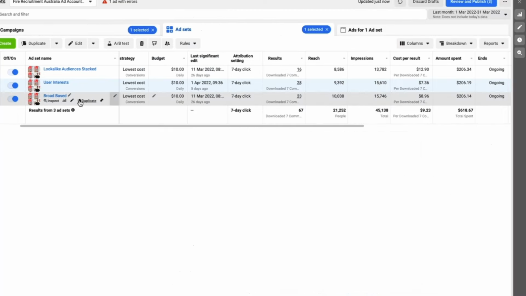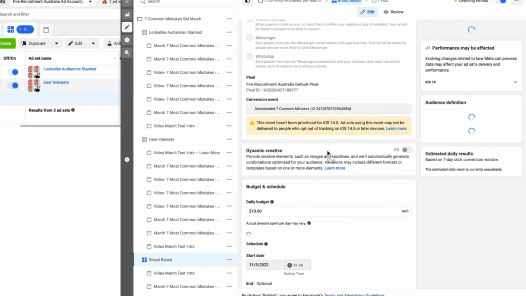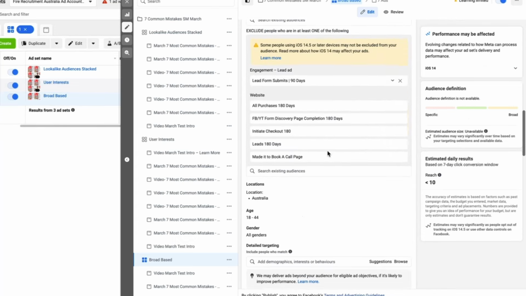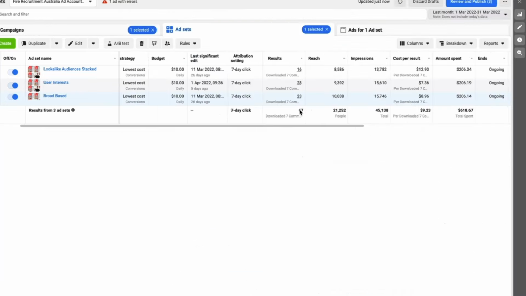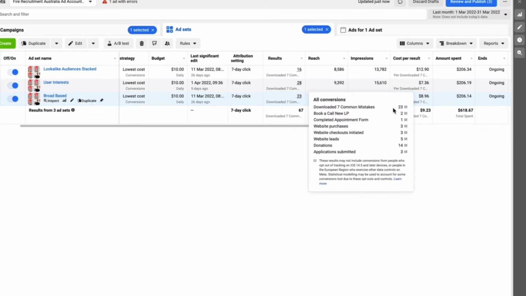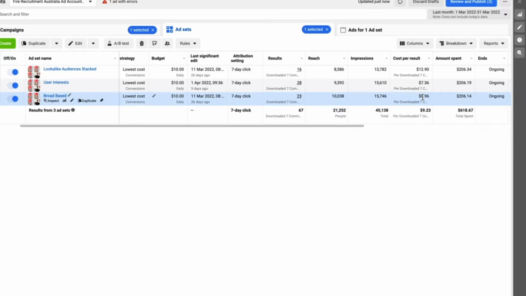And if we come down to the broad-based interest, this is anybody who falls into the target age group, which is 18 to 44. We've excluded all leads, purchases, discovery form completions, initiated checkouts. And whilst this reach is supposedly quite small, it's actually been one of the most successful groups here because at $8.96 a download, it was second only behind user interests.